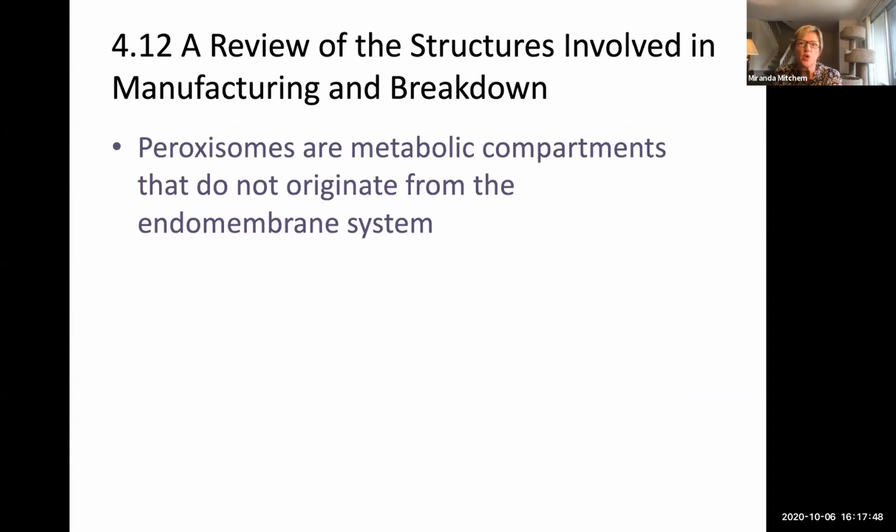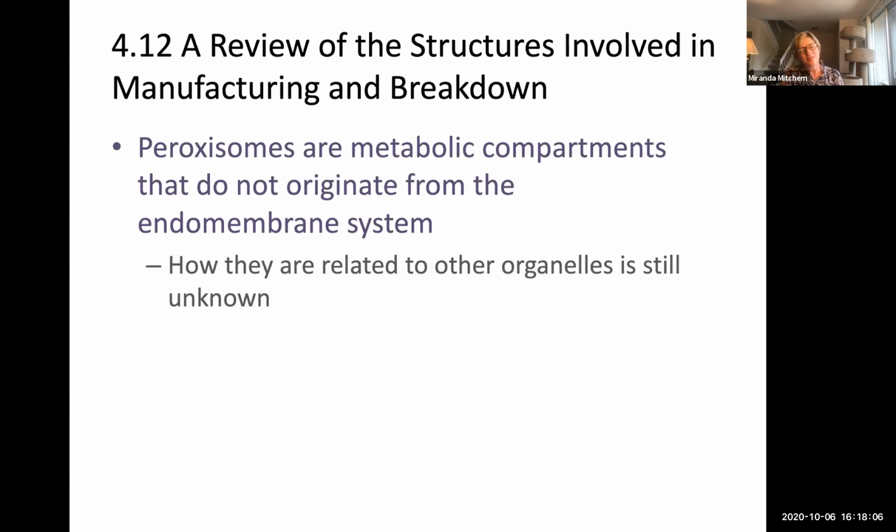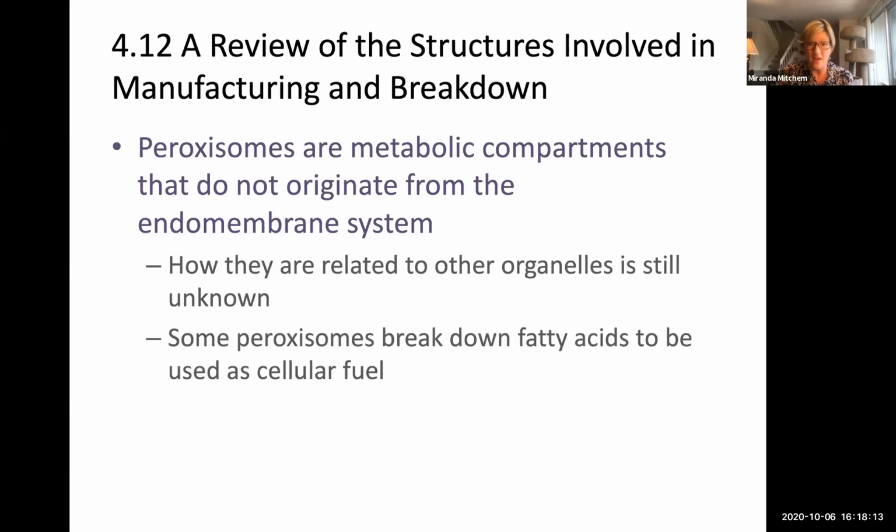Now, peroxisomes are also part of the endomembrane system, but they aren't. They're kind of in their own unique category. They're not part of the endomembrane system because they don't come from any of the organelles that we just talked about. So they're kind of unique in that we don't know much about them. But they are important in helping to break down fatty acids. And that means that they are used in the generation of energy or fuel for our cells, because fatty acids are a good fuel.